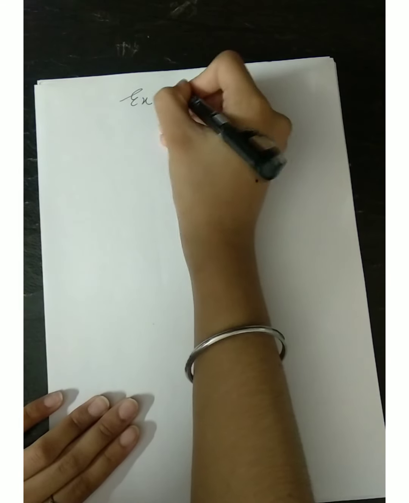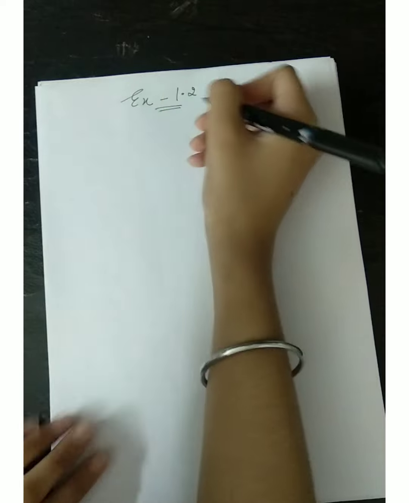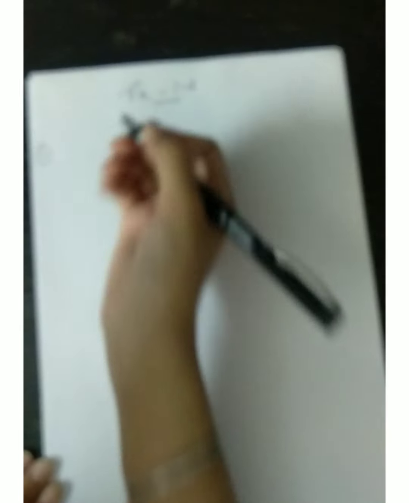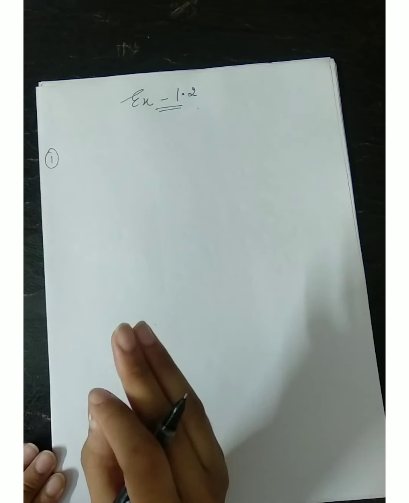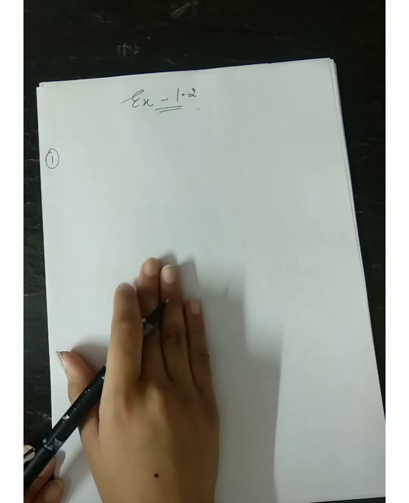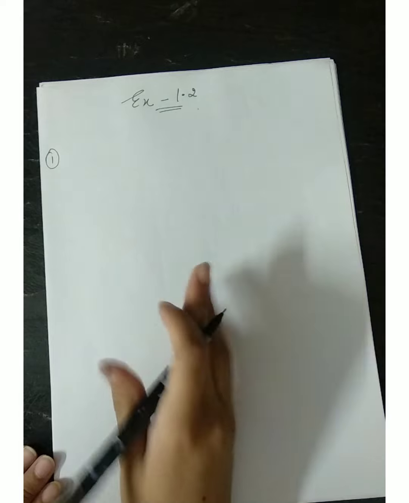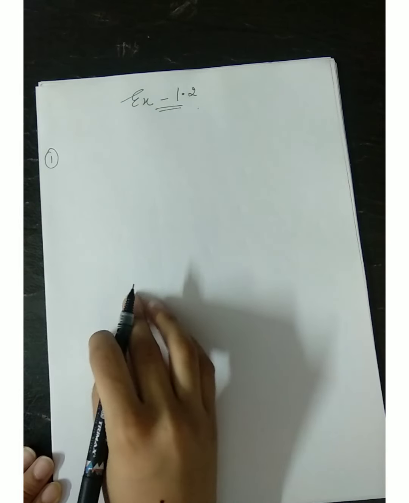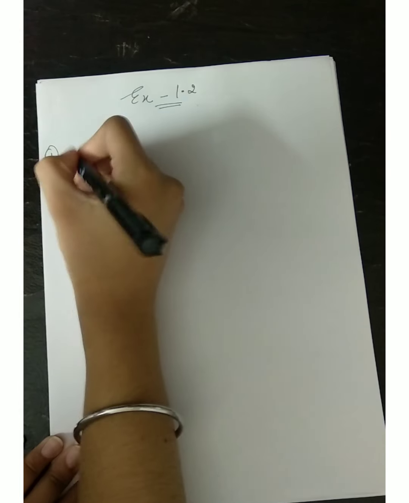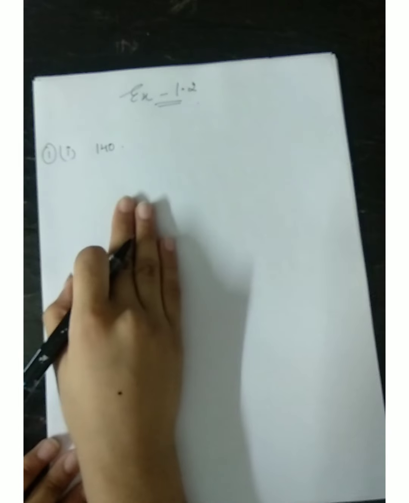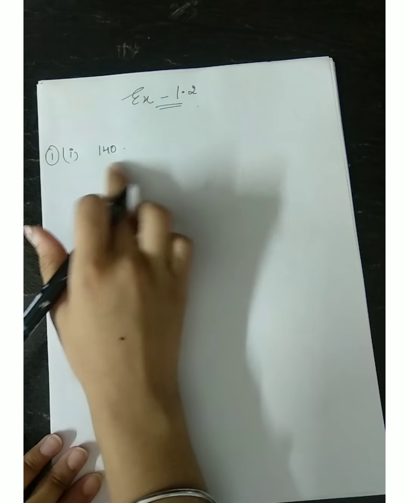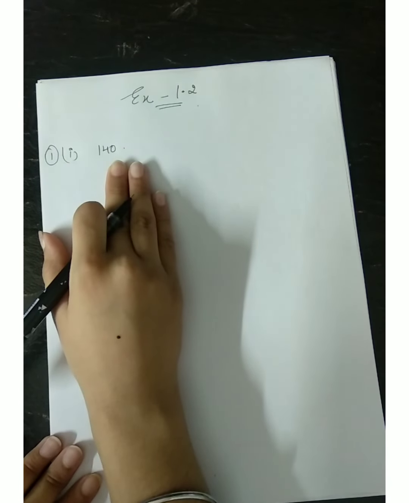Okay, this is our exercise 1.2. Our first question is, express each number as a product of its prime factors. For this question, I will be solving three parts, that is first, third and fifth. So let's proceed. Our first part is 140. We have to express this number as a product of its prime factors.